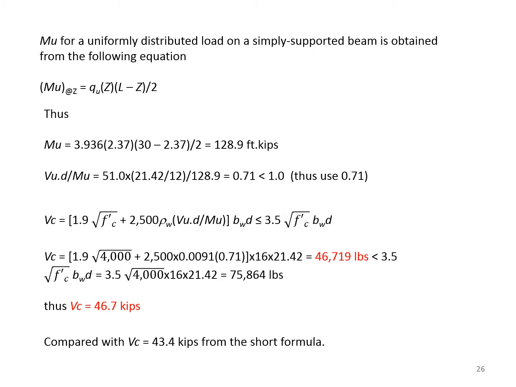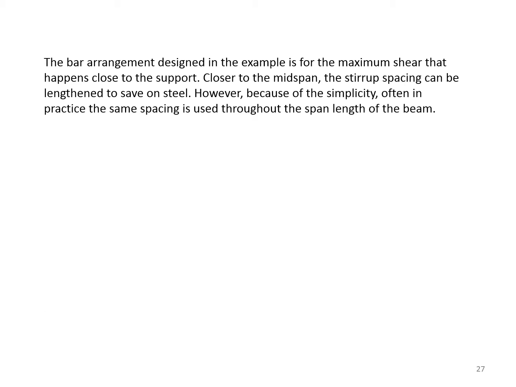We compare it with V sub c from short formula. You notice that there are some differences there. The bar arrangement designed in the example is for the maximum shear that happens close to the support. Closer to the midspan, the stirrup spacing can be lengthened to save on steel. However, because of the simplicity, often in practice the same spacing used throughout the span length of the beam.